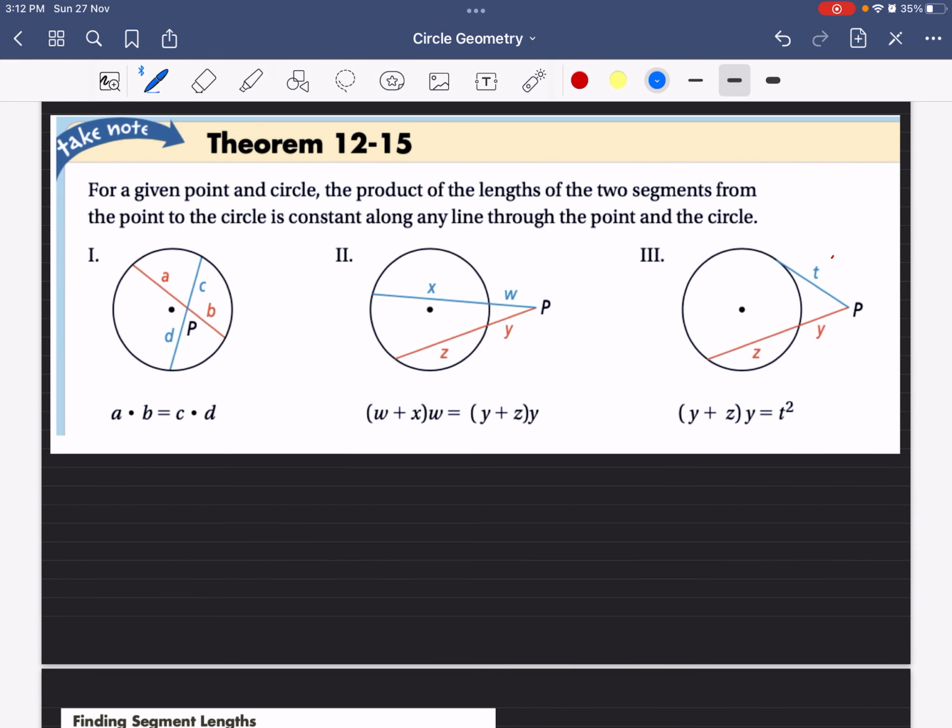Okay, so this Theorem 1215 in circle geometry focuses on finding the segment length. Okay, so our focus in here is finding segment length. Okay, so these are the three given situations in Theorem 1215.